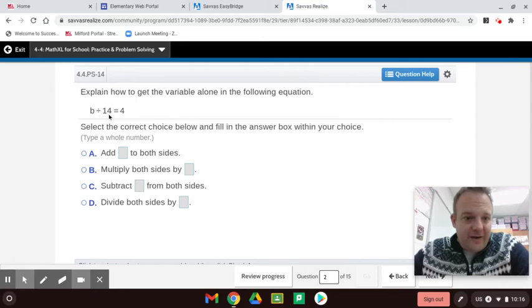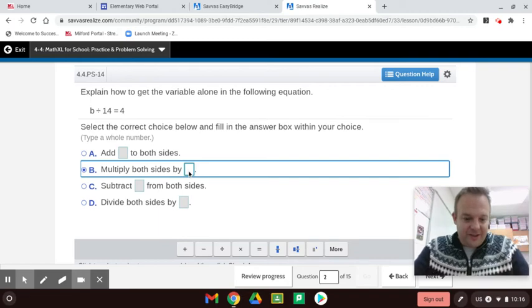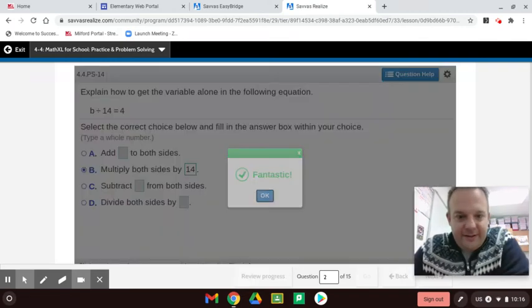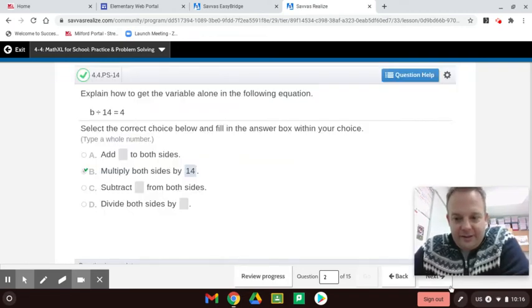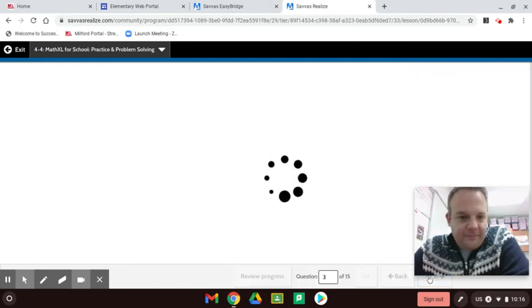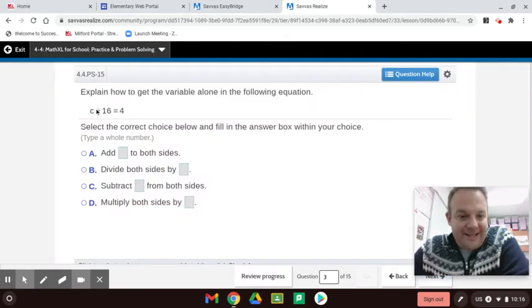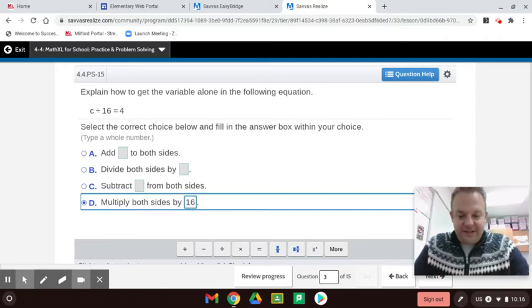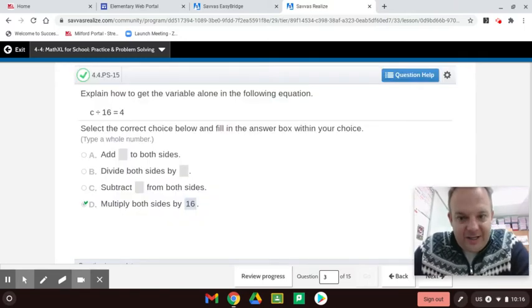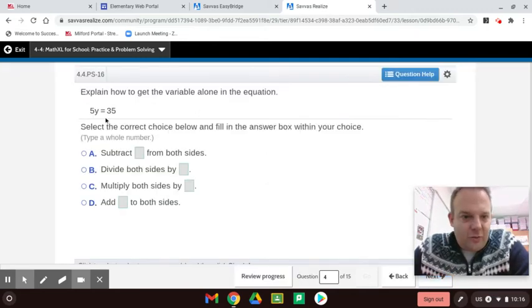So b divided by 14 equals 4. The inverse of dividing by 14 is multiplying by 14. C divided by 16 equals 4. The inverse of dividing by 16 is multiplying by 16. How you guys doing? Stay with me. They get harder, okay? Just do your homework along with me.